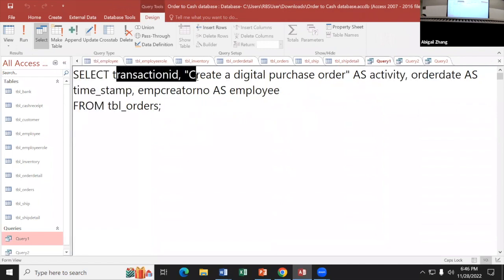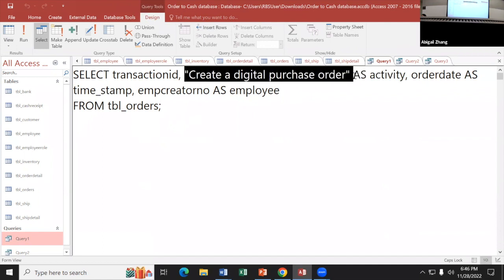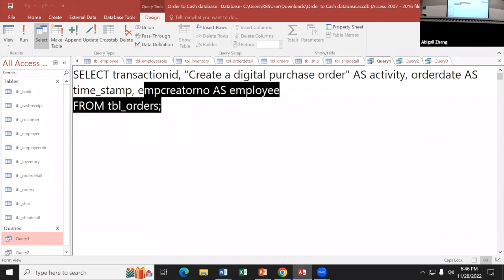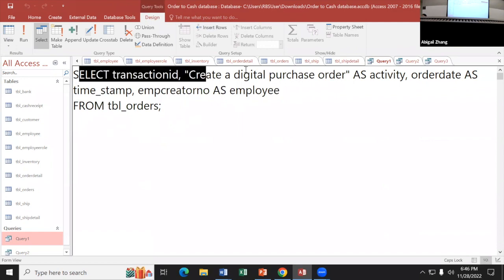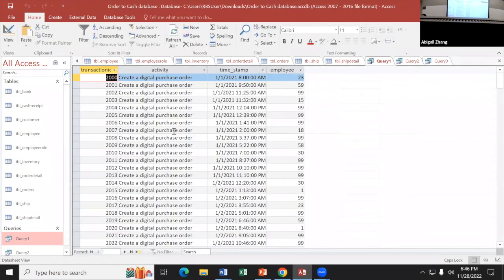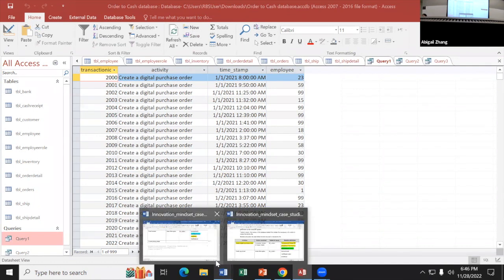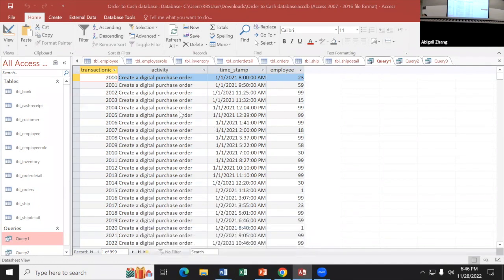So we select the transaction ID, right? And here I create an additional column called activity and just use the value of create digital purchase order in this column. And then order date as the timestamp, employee number as employee. Just directly select those from this order table, and then I get this. And so on and so forth, for example, and then at the end, after we generate this table for each and every activity, we're going to stitch them together, okay? And then that's our event log.